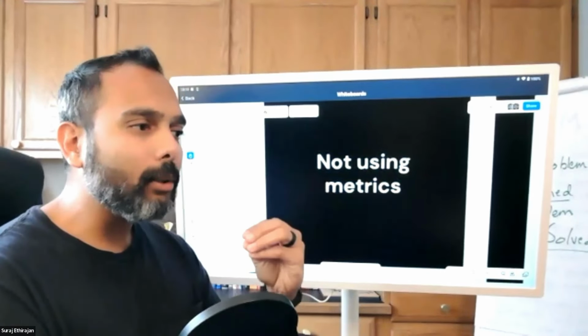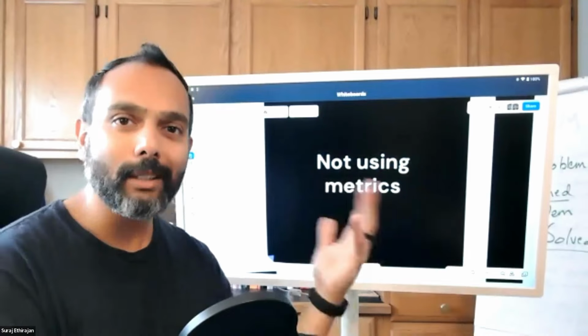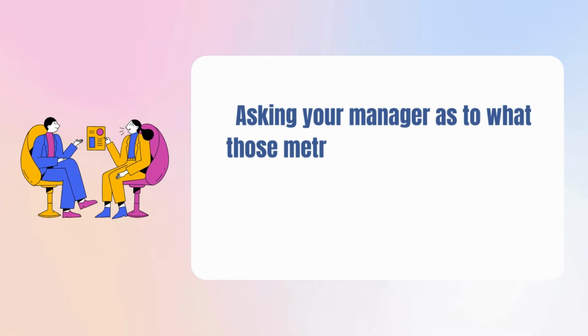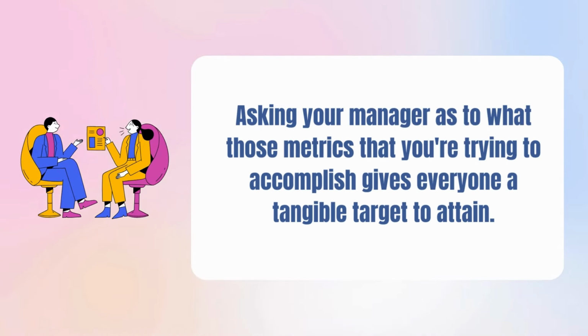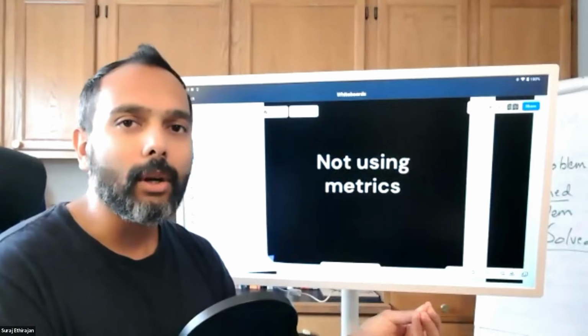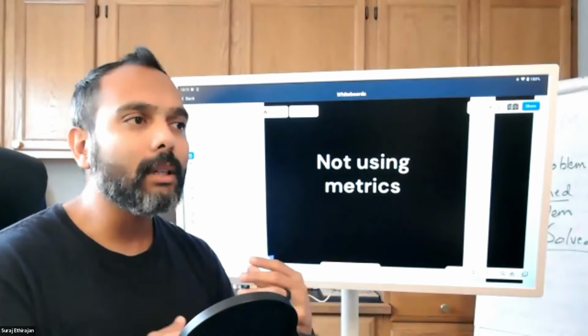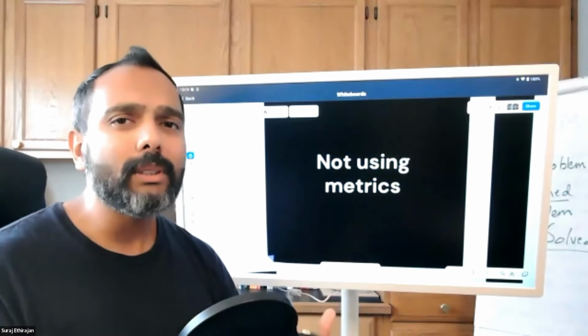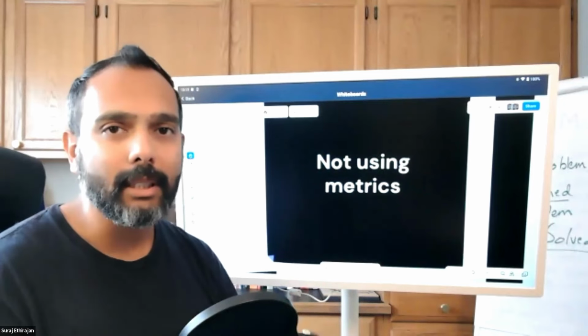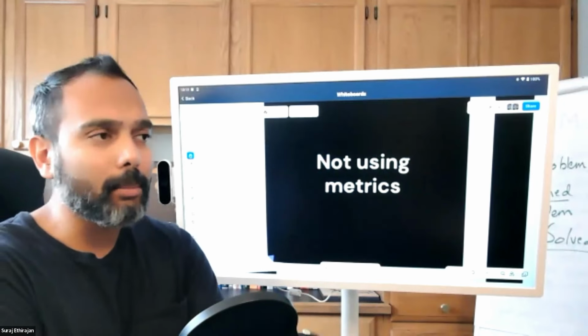At work, if you're trying to accomplish something more than just duties, asking your manager what those metrics are that you're trying to accomplish gives everyone a tangible target to attain. Might seem obvious, but it gets lost, especially when people are not aware of it or are too busy just trying to finish one task after the other.